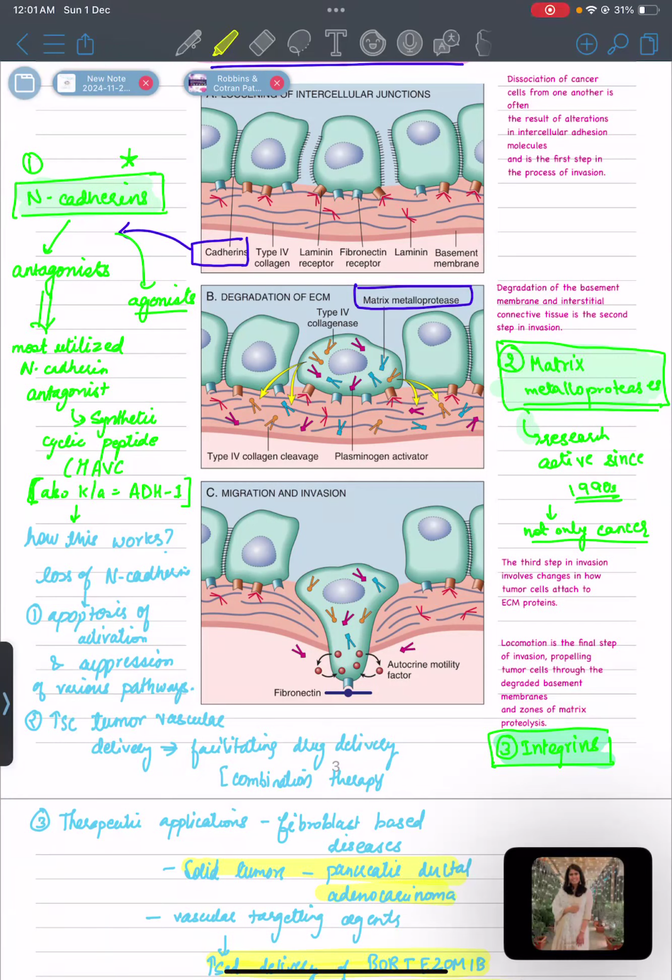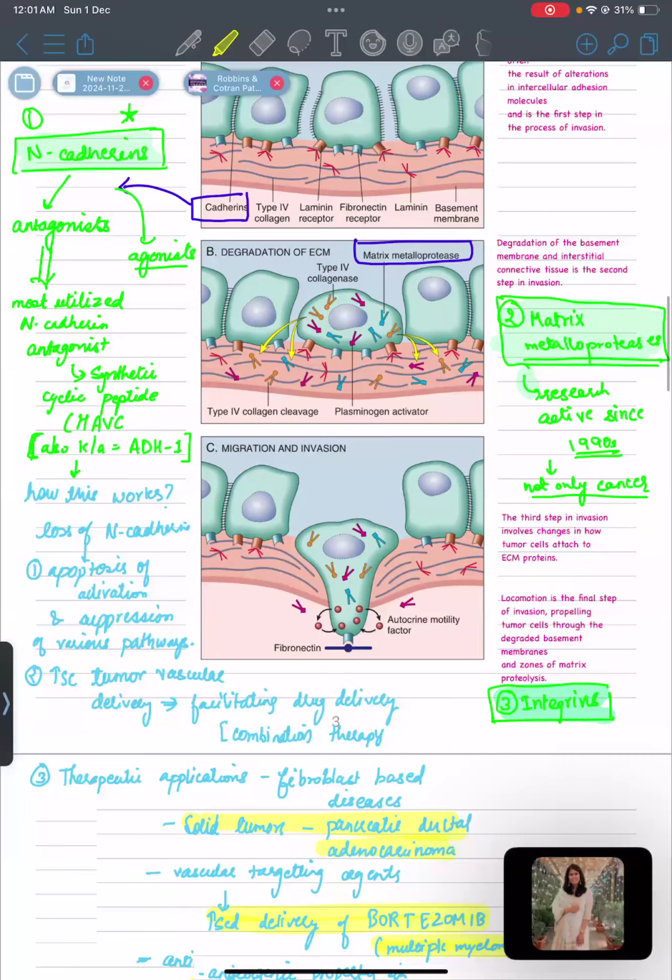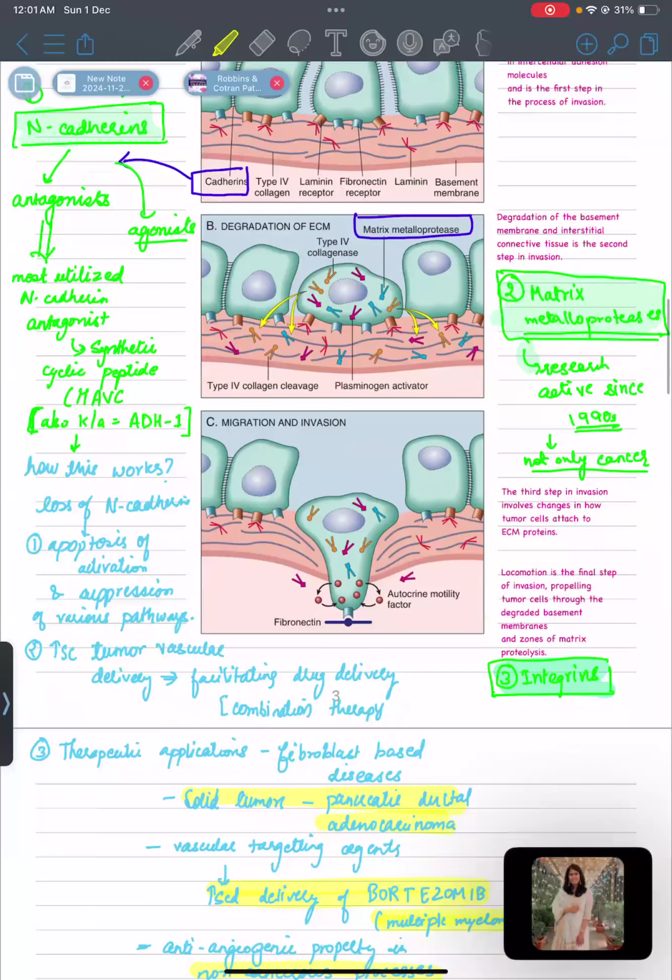And the last step is migration and invasion. So, because of all these responses, there is altered expression of integrins, which are essential molecules, and these integrin molecules lead to interaction between the cell and the extracellular matrix. So basically, integrin guides the cell into the extracellular matrix and further its migration into lymphatic channels and blood vessels.